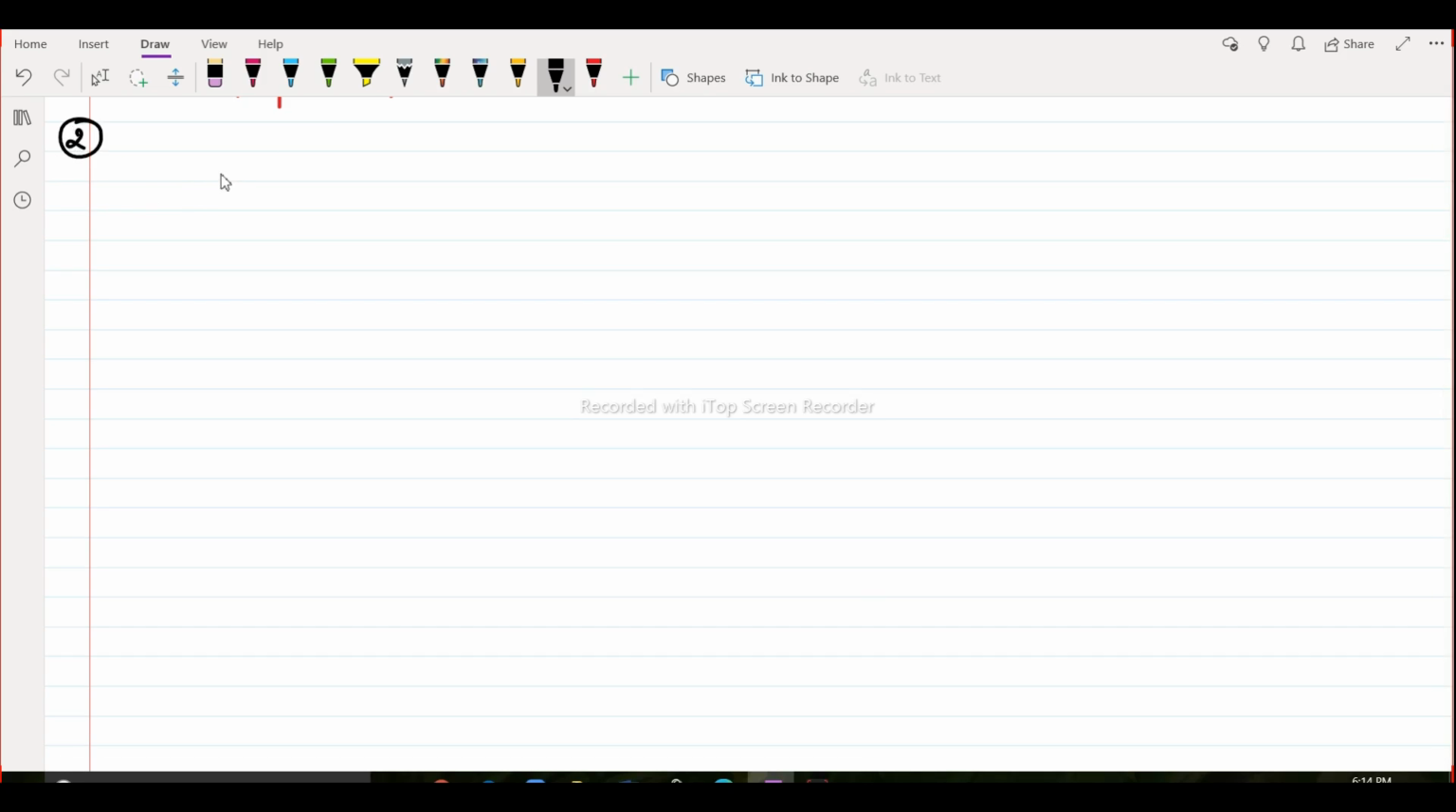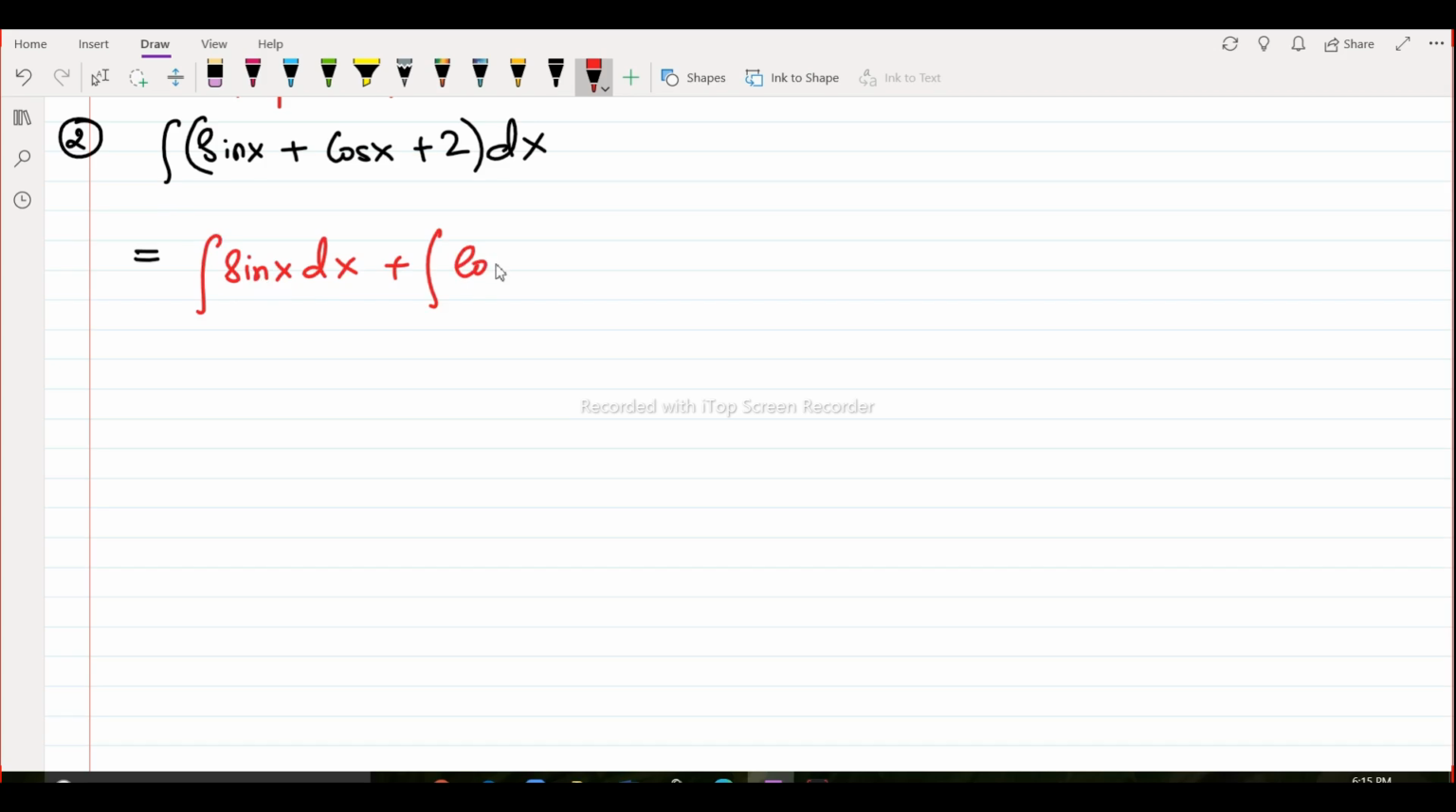So the second question says you have to find the integration of sine x plus cos x plus 2 dx. When I look at this question, I see that these are just standard formulas that you can directly use. Integration is on addition, so you can separate the integration. I can write this as the integration of sine x dx plus the integration of cos x dx plus the integration of 2 dx. So over addition or subtraction, you can just distribute the integration.